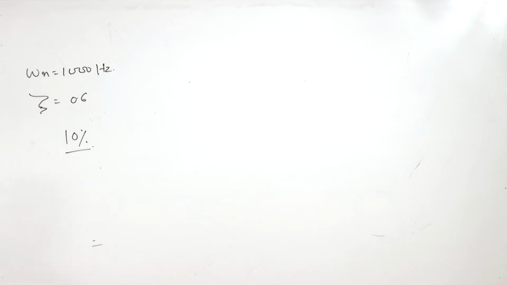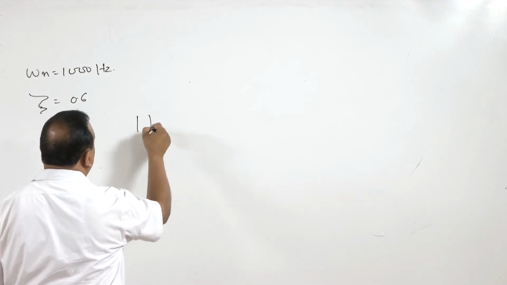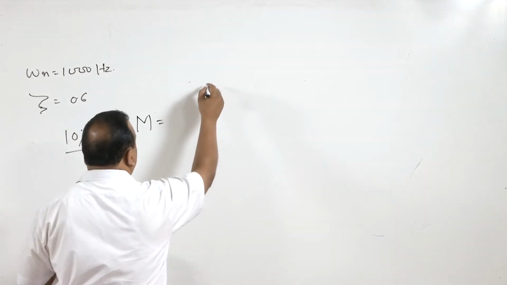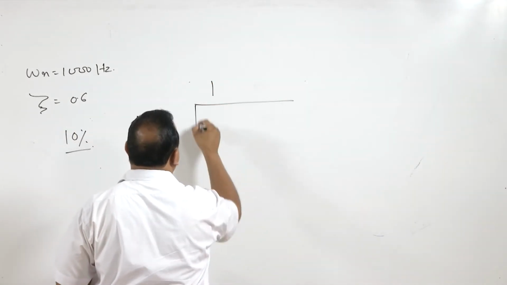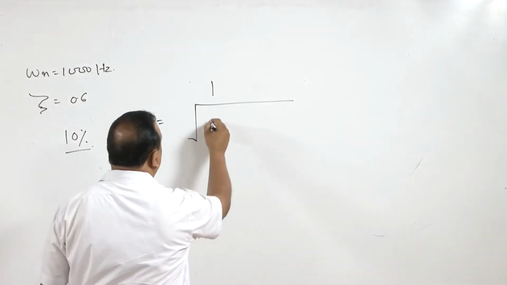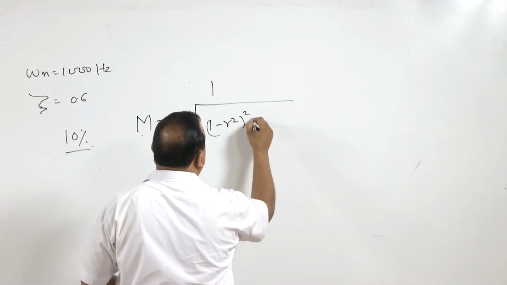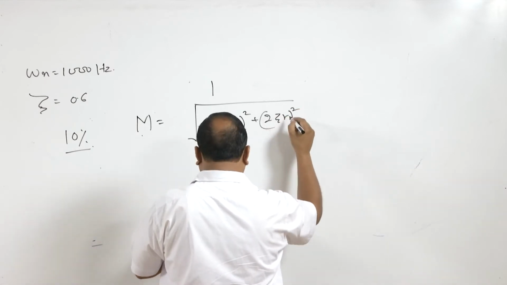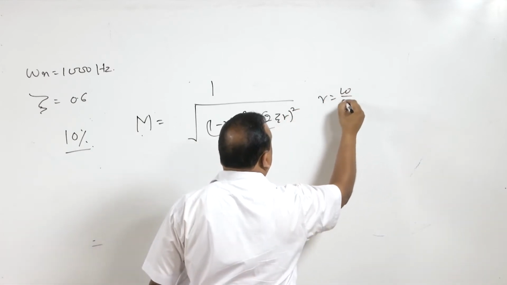So the amplitude ratio in a second order system can be expressed as M equal to 1 by the square root of (1 minus r square) whole square plus (2 zeta r) whole square, where r is equal to omega by omega n.